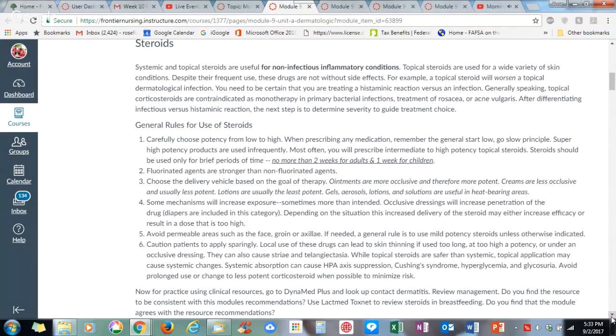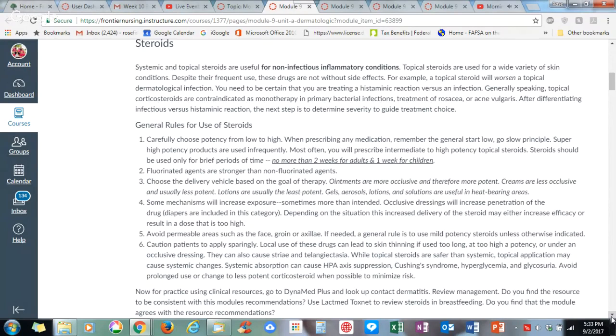Choose the delivery vehicle based on the goal of therapy. Ointments are more occlusive and therefore more potent. Creams are less occlusive and usually less potent. Lotions are usually the least potent. Gels, aerosols, lotions, and solutions are useful in hair-bearing areas.